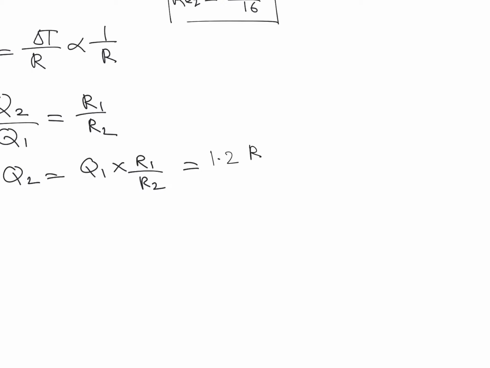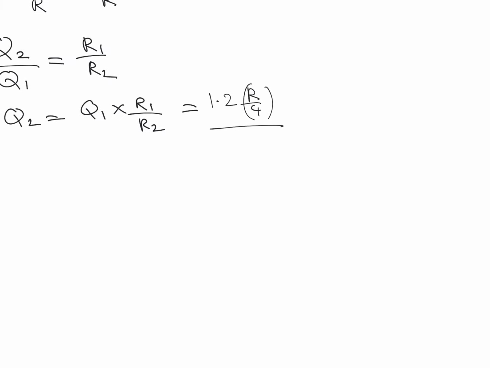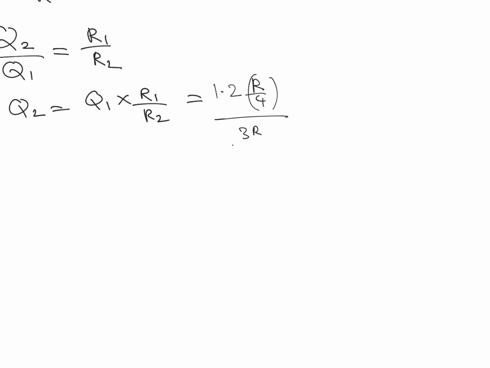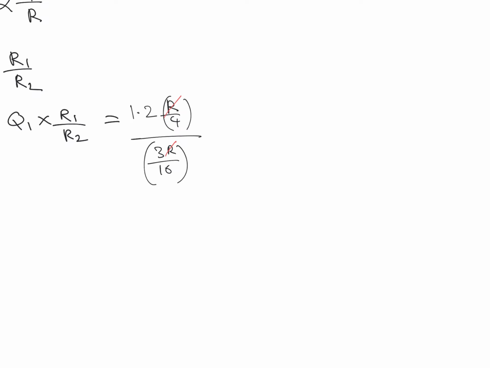In the first situation, the resistance was R divided by 4, and the resistance in the second situation is equal to 3R divided by 16. You can observe that this R and this R get cancelled. Thus we can rearrange this as 1.2 divided by 4 into 16 divided by 3. So we can cancel this 4 and 16, we'll get 4, and this 3 and this 1.2, that is 0.4. 0.4 into 4, we can take it as 1.6.